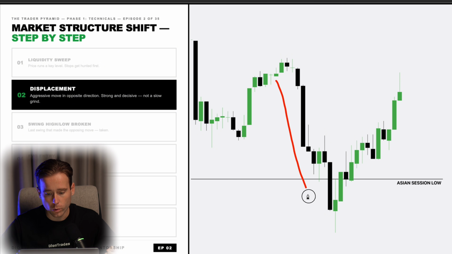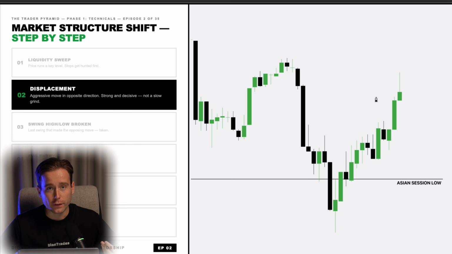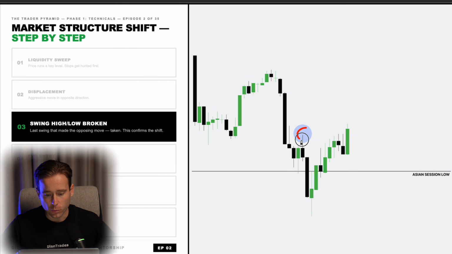If we first go lower, we sweep sell side. Boom, we need energetic moves upwards, leaving imbalances, fair value gaps. And there's an inversion fair value gap here. There's a fair value gap here. But there is displacement. But how can you identify the actual shift in structure? That is when the last swing high that made the low, that made the move for the low, is broken with this green candle. That confirms the shift.